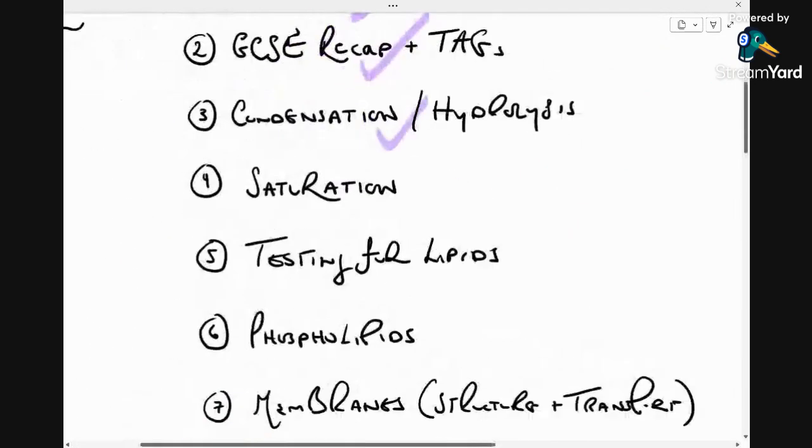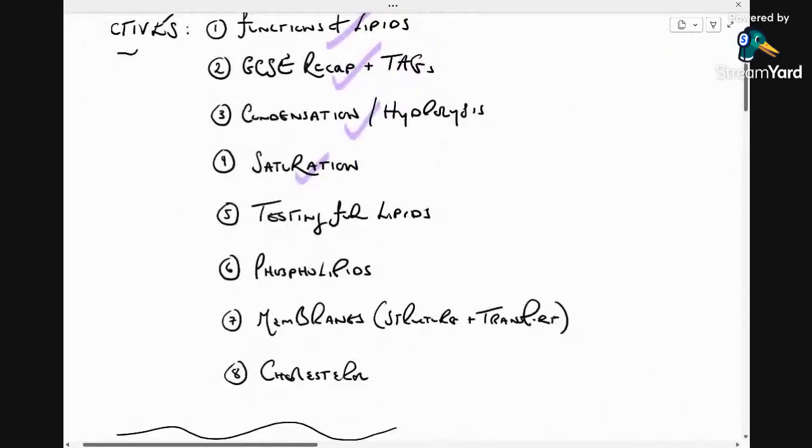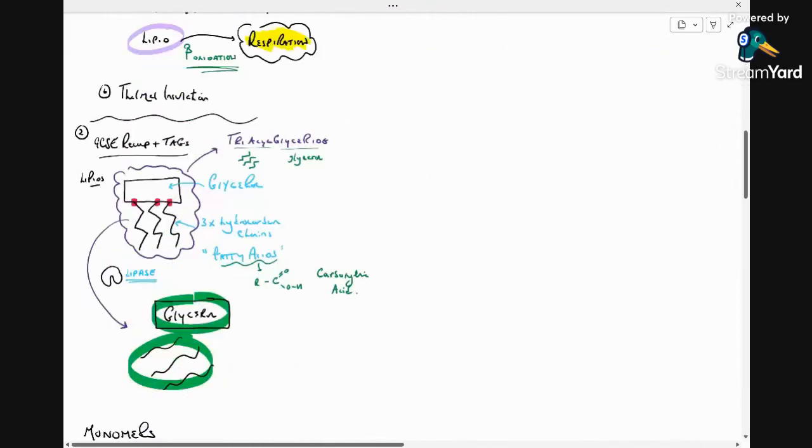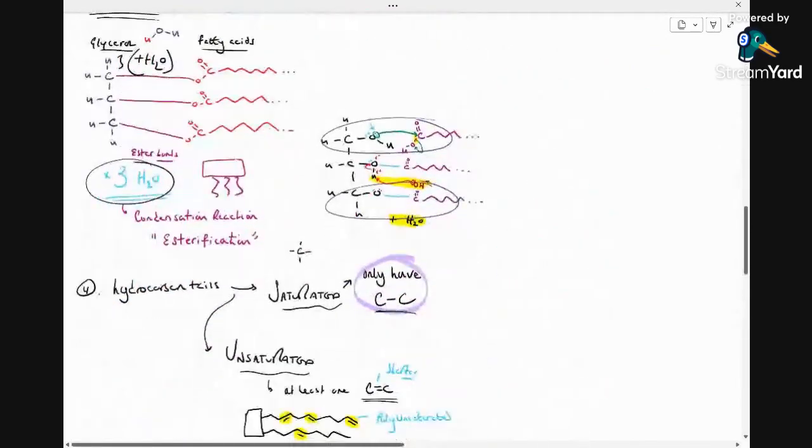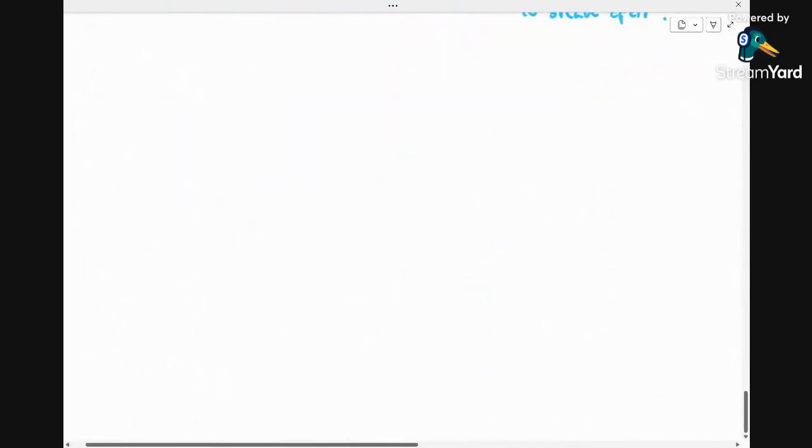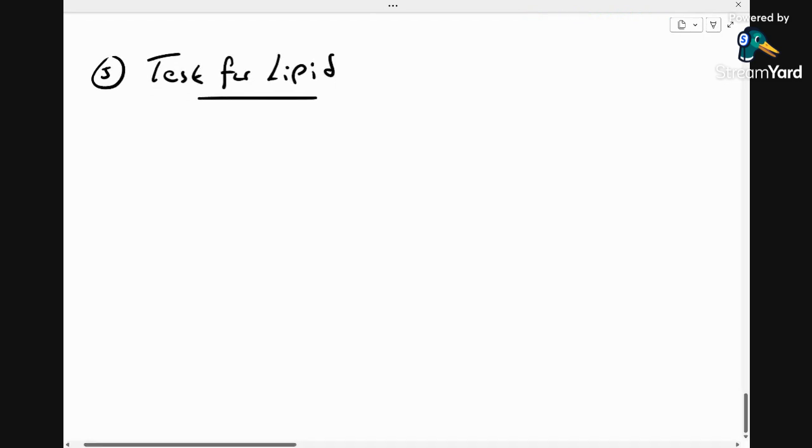So that's saturation done. Testing for lipids, very, very quick on this. So this is number 5. What is the biochemical test for a lipid? This is nothing more than GCSE. You simply do the following. You take, let's say, 2 centimeters cubed of your liquid sample.